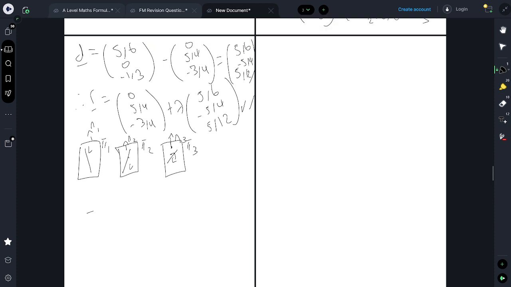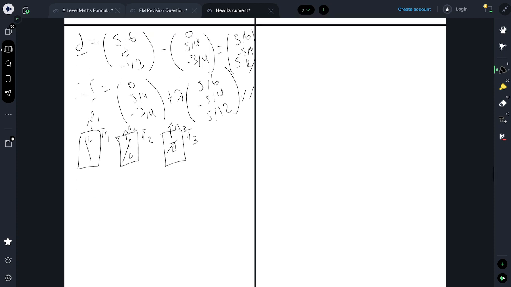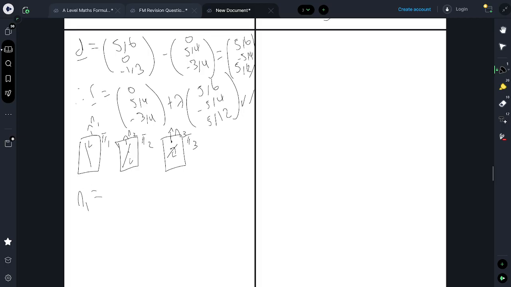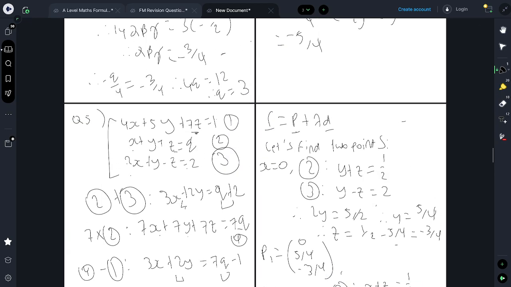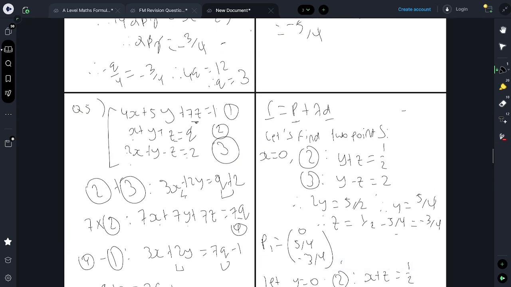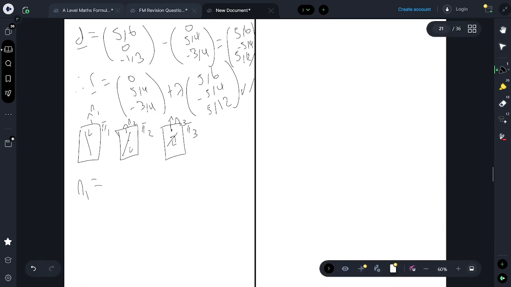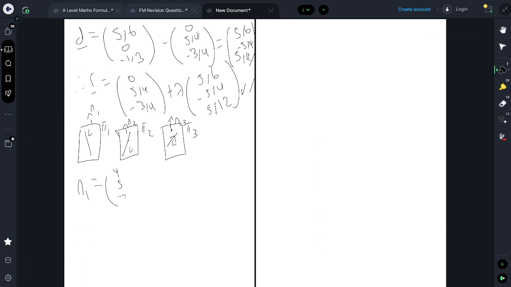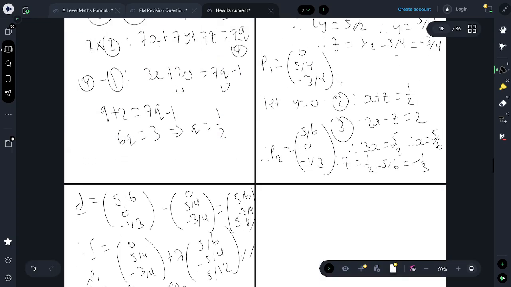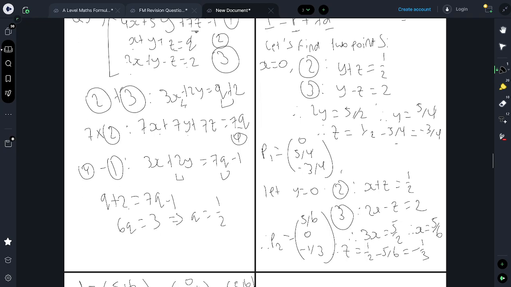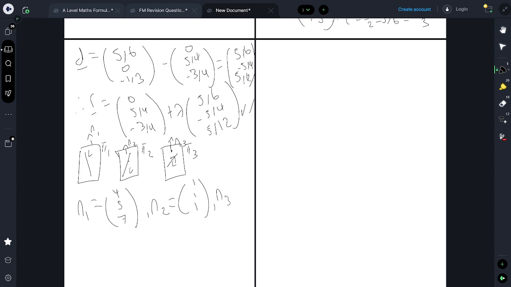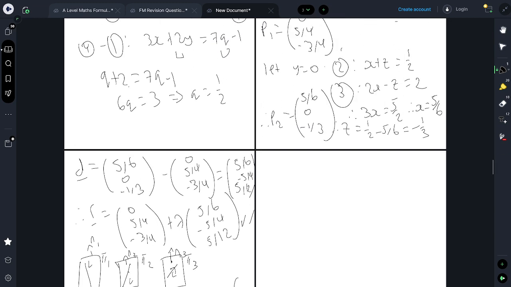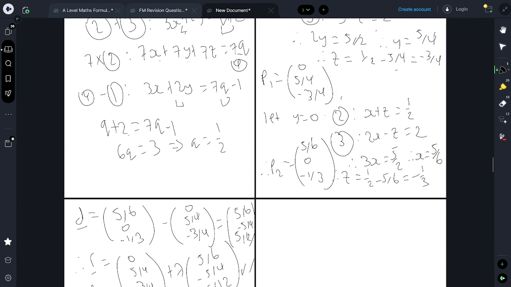But we know what the normals are, don't we? For example, we know that the normal of plane 1 is 4, 5, 7, right, in Cartesian form. So 4, 5, 7, hopefully you recognise that. And then the normal of plane 2 is 1, 1, 1. And the normal of plane 3 would be 2, 1, minus 1.